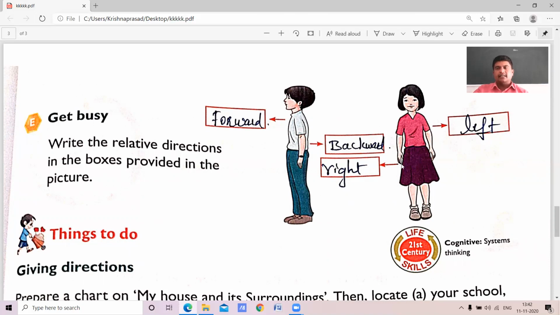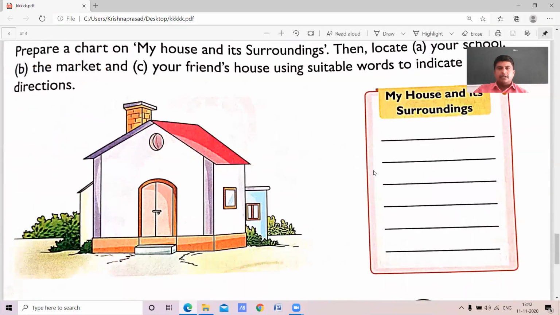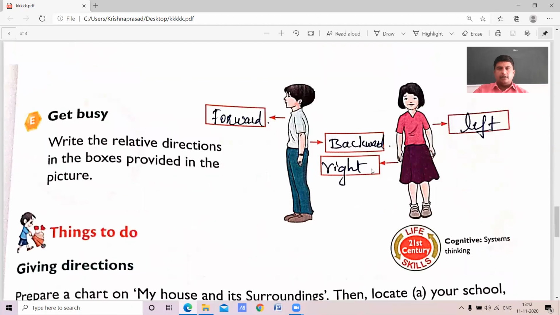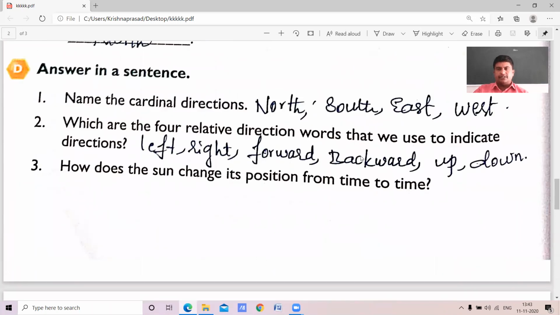Here is a girl. This arrow mark shows the right side of a girl. This arrow mark shows the box on the left side of a girl. Am I right, children? This is all about the questions and answers of directions.